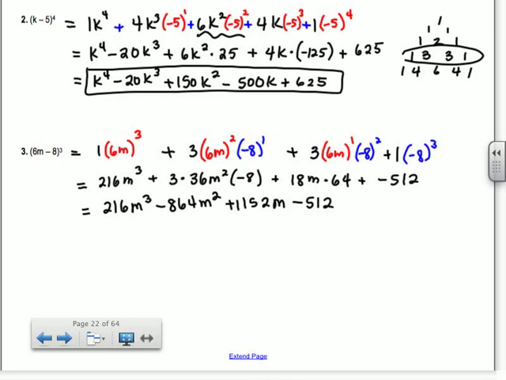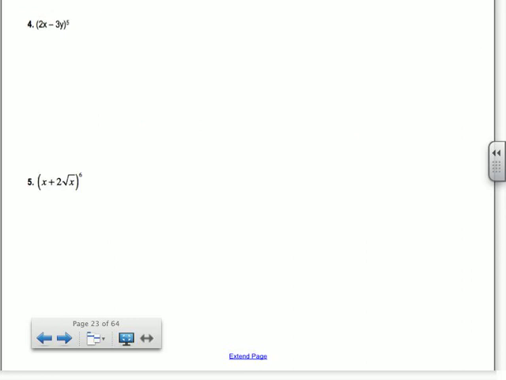All right, let's try it again. So 2x minus 3y to the fifth. Do you guys want to try this one first? No, you just want me to do it? All right, so you can go back to your Pascal's triangle if you need to remember what your numbers are. They should be 1, 5, 10, 10, 5, 1. You can go ahead and put the pluses in front of the last 5 numbers.